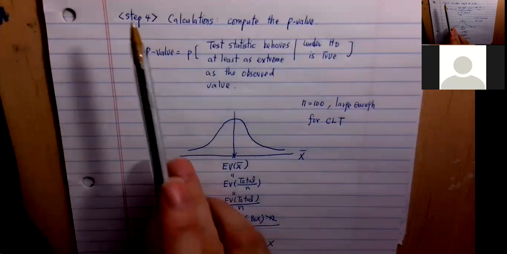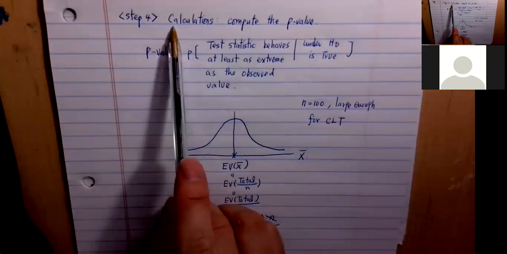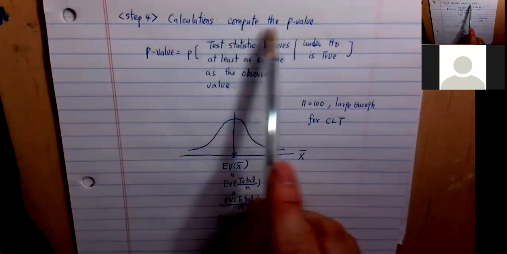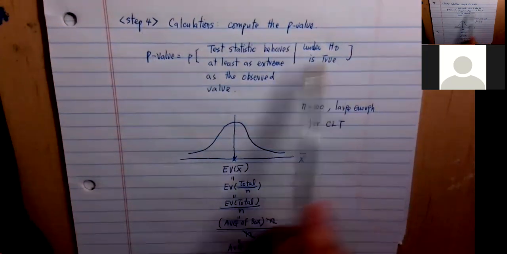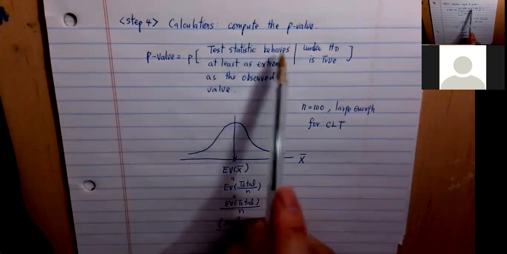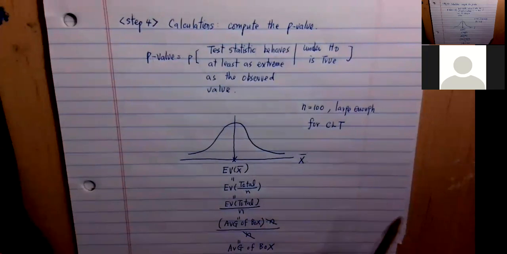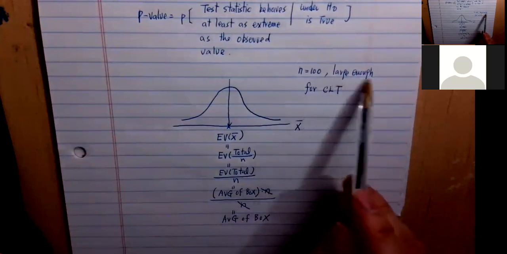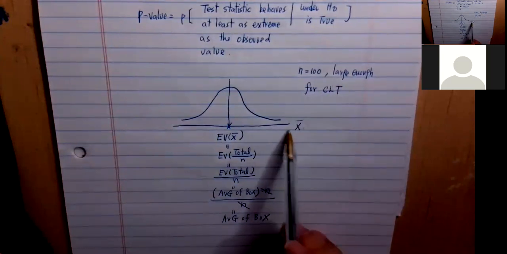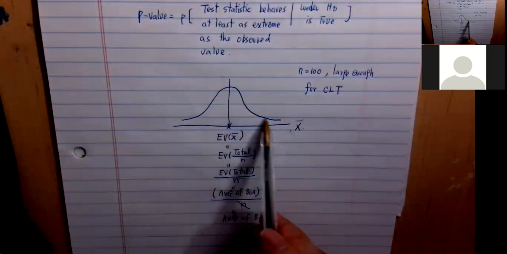Now look at here. Step 4. From the previous discussion, we're going to compute the p-value. P-value is, under H0 is true, how likely the test statistic behaves at least as extreme as the observed value. Now, we flip the coin 100 times. This is large enough for the central limit theorem, so the sample mean or sample total will follow approximately normal.